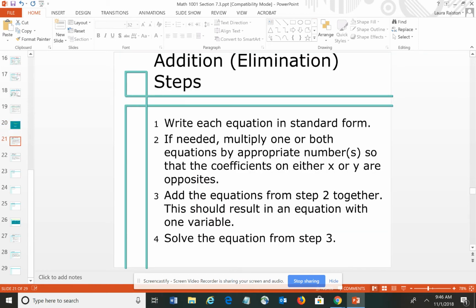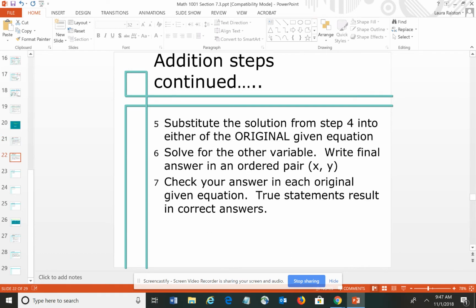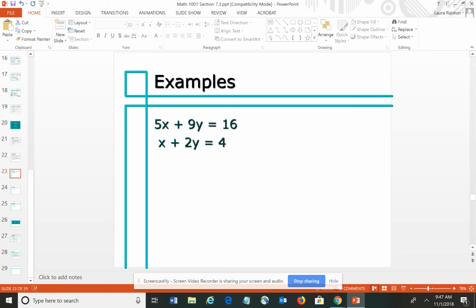So here again are the steps which you can read through. Pause the video and read through them. But I want to jump into the examples because sometimes it's easier to see an example than it is to try to read through those steps.